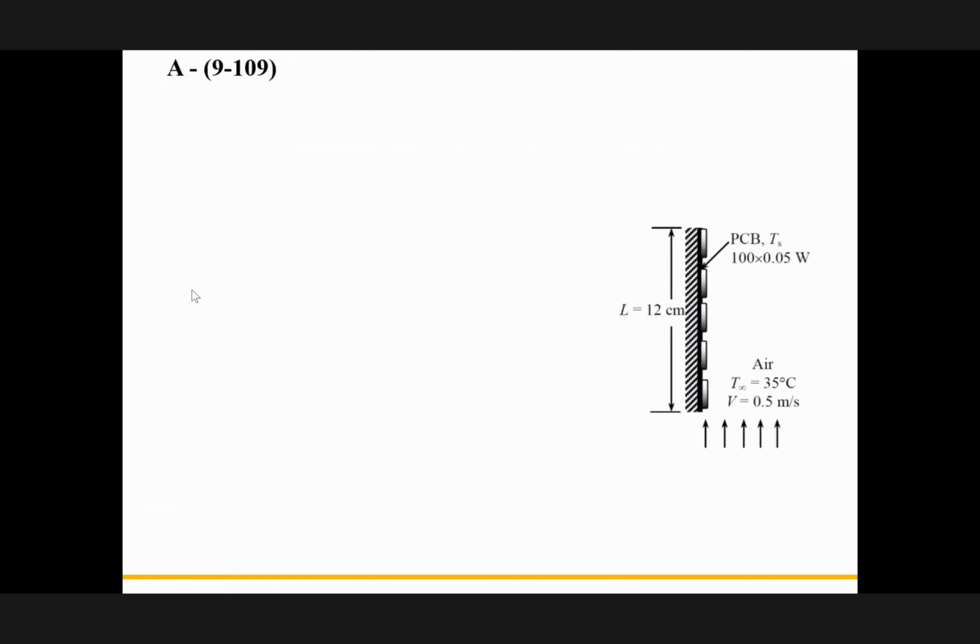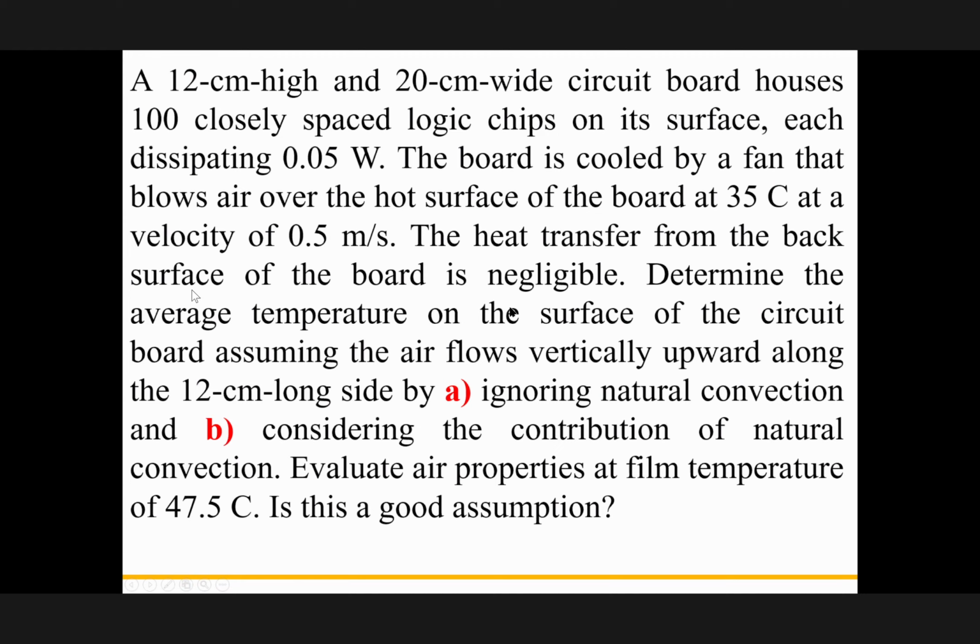Because if I look at here, I have air coming at this velocity, at this temperature. And here we are generating heat, around, let's say, 5 watt. I'm trying to find what the temperature of this plate is. It mentioned determine the average temperature of the surface.